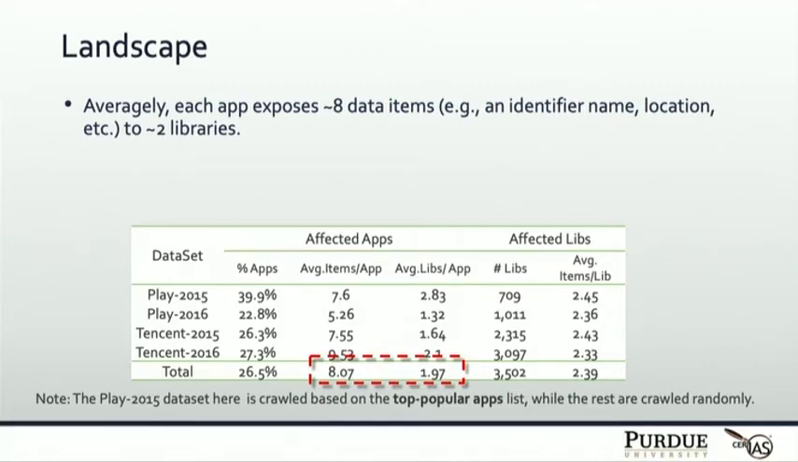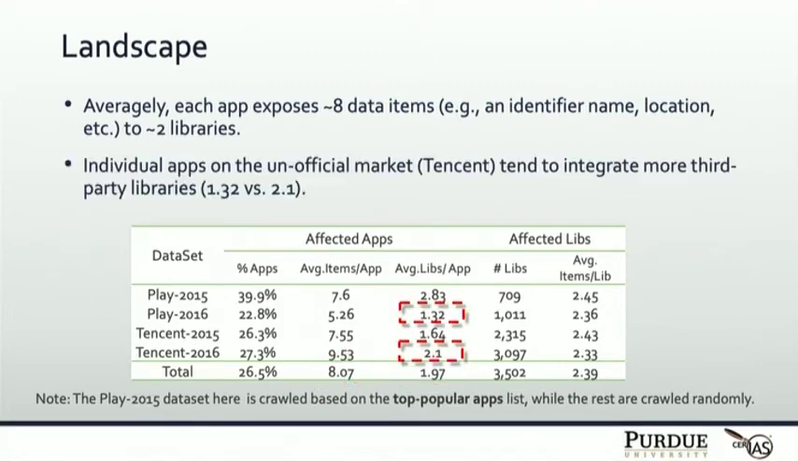And also, if we compare these two data shown in the red square, we can see that unofficial app markets tend to integrate more libraries involved in private data leakage. Likely because these unofficial markets mostly have a less restrictive vetting process, and they are more tolerant of those suspicious behaviors.